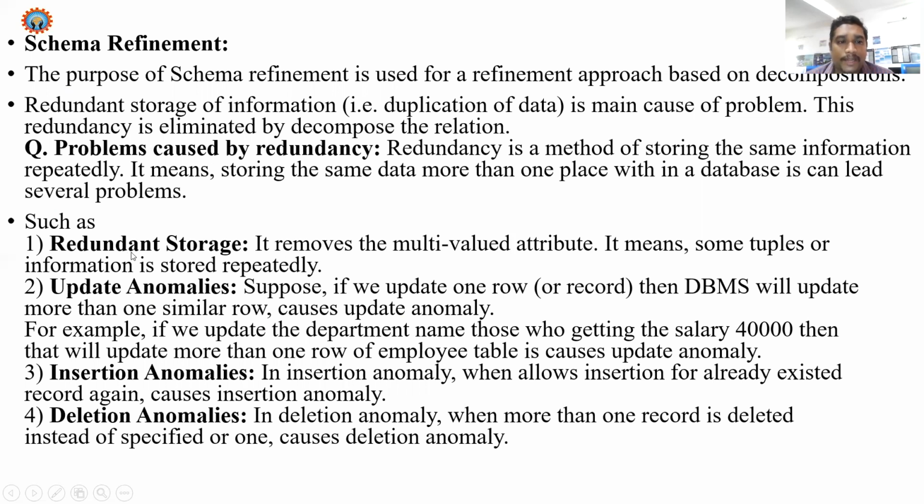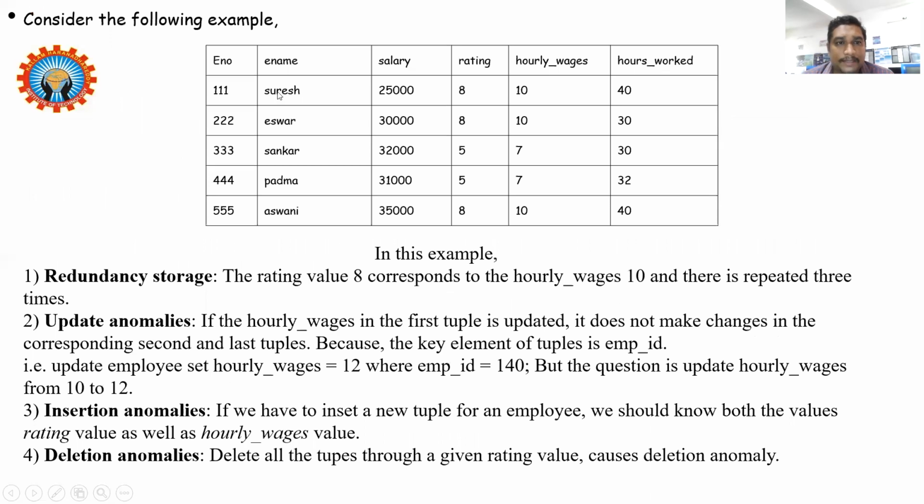Okay, so what do you mean by redundant storage? It means the multi-valued attributes, where two or more rows or two or more columns of the data are the same. So some tuples, some information, is stored repeatedly. Already we discussed that if two or more rows are available with the same data, it is called redundant storage. Next, update anomalies. Before going to discuss these 4 anomalies, let me show the basic relation example. This is an example of a relation, which consists of employee number, employee name, salary, rating, hourly wages and hours worked.